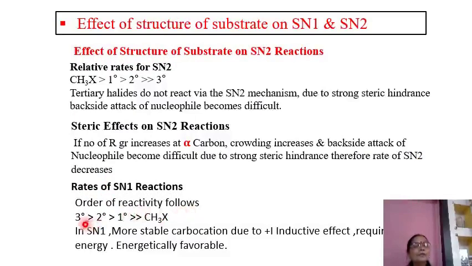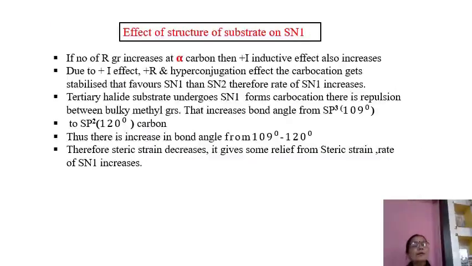Tertiary will react faster, then secondary, then primary, and then methyl halide. In case of SN1, the first step is the formation of a carbocation. Therefore, if the carbocation is stabilized by any effect, inductive effect, resonance effect, or any other effect, then it requires less energy, it is energetically favorable, and the more stable the carbocation, the more the rate of SN1 will be. Therefore, how does the structure of the substrate affect the rate of SN1?